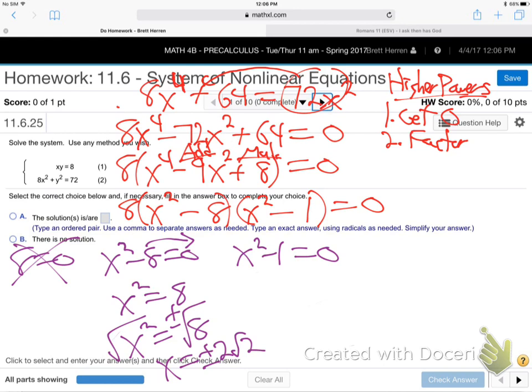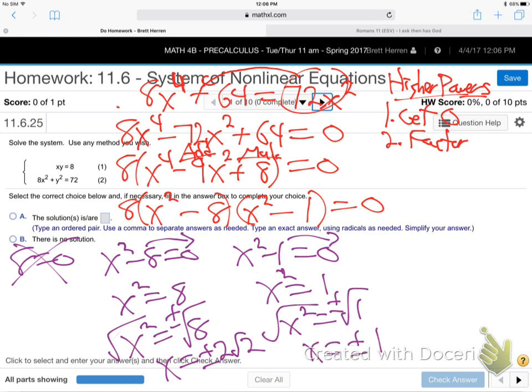On that, root 8. Over here, same thing, move the 1 over. X squared is 1. Put the roof on the house. Up and down the ladder. X is plus or minus the square root of 1, which is just 1, huh? So we got our 4 answers. Notice that's 4 answers. Plus or minus 2 root 2, plus or minus 1. 4 answers.